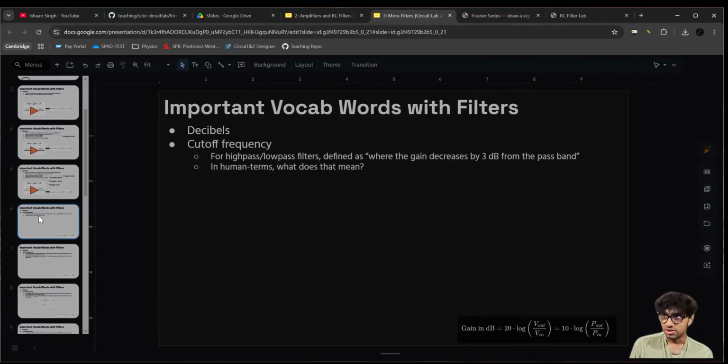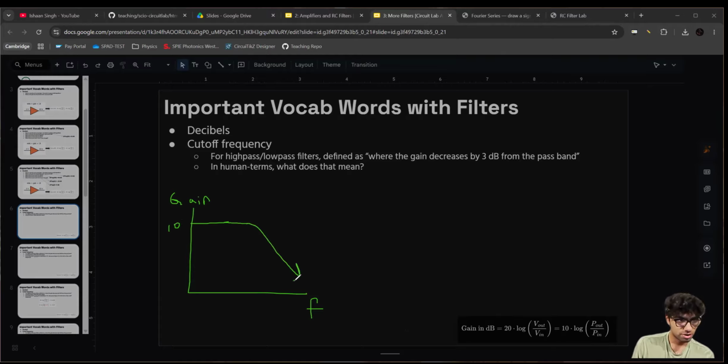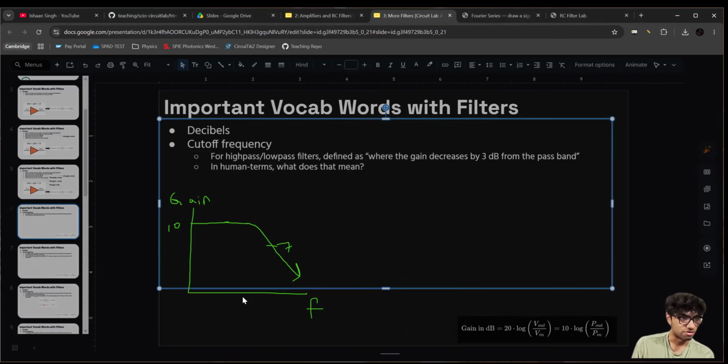Some other terminology that we like to use is the cutoff frequency. So the cutoff frequency is defined as where the gain decreases by 3 decibels from the passband. So what that's saying is if I make a plot of gain over frequency, the cutoff frequency is going to be where the gain has decreased by 3 decibels. So if my gain over frequency looks like that, maybe that's 10 decibels, but then as we go to higher frequency, it kind of peters off. Wherever 7 decibels is, maybe it's right there, maybe that's 7. That's going to be your cutoff frequency.